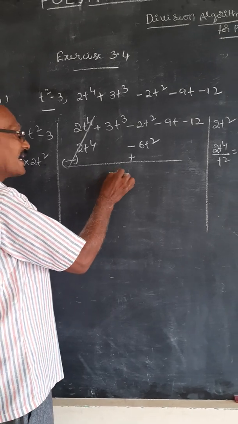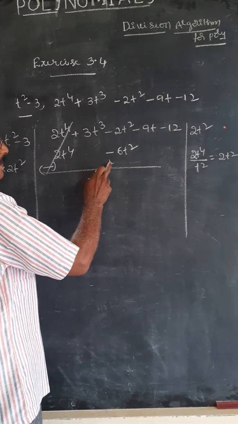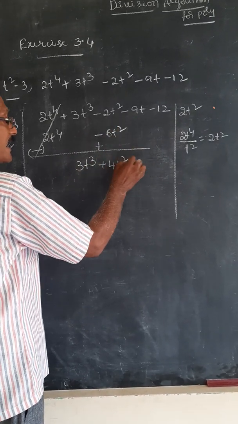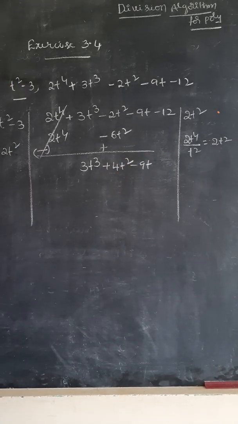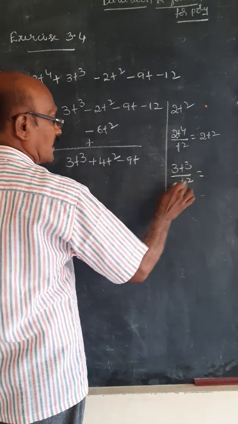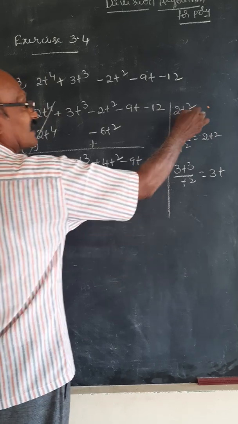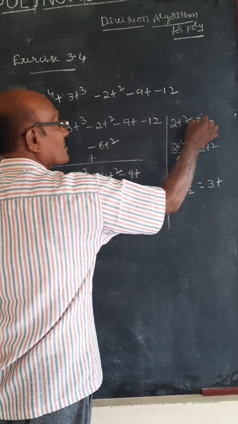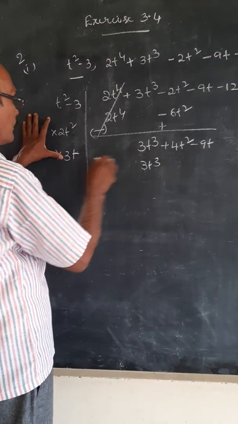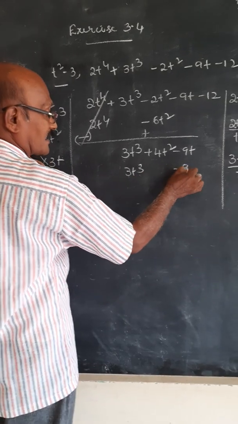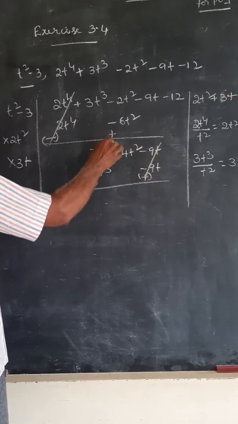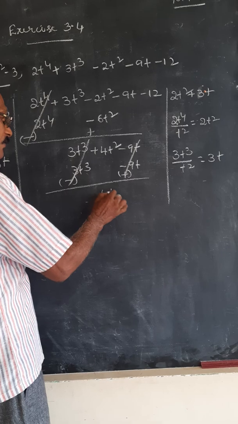The next term 3t cube. Minus plus subtraction. 6 minus 2, 4t square, that is plus symbol. 4t square. Next one more term minus 90. Now again the first term 3t cube divided by the first term t square. The t square cancels, 3t. So here write 3t and multiply with 3t. So first multiplication 3t cube. Next minus 90. Here write minus 90. Subtraction, minus plus. This one cancels. This one also cancels. So the remaining is 4t square.